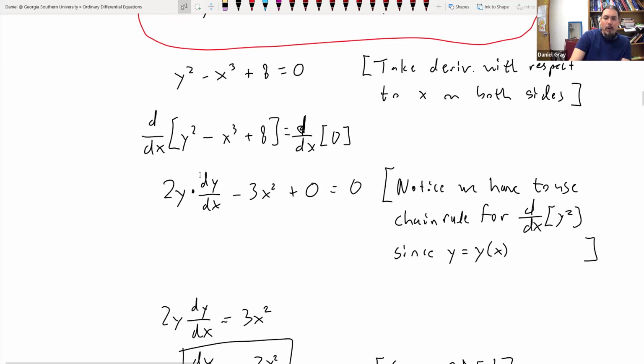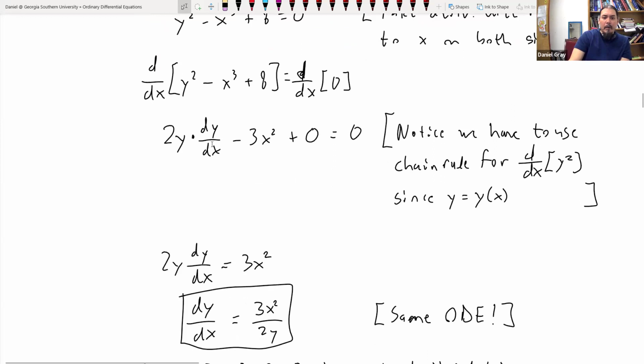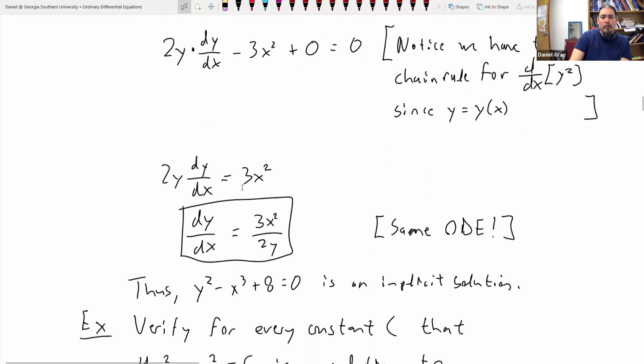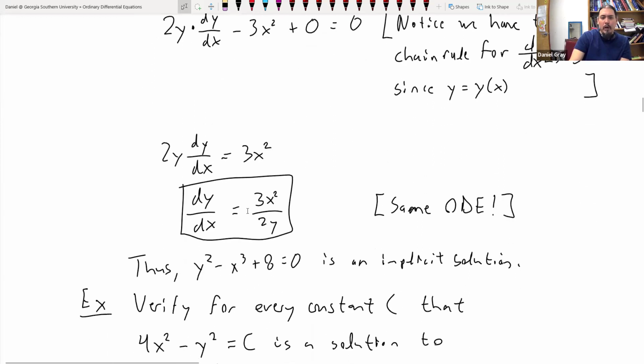Well, the derivative of y, well, we have a notation for that. It's just dy dx. So then 2 times y times dy dx. Okay, minus 3x squared, that one's easy, plus derivative of a constant is 0. And then on the right-hand side, derivative of 0 is also 0. Okay, so we have 2y dy dx minus 3x squared plus 0 is equal to 0. Okay, now I'm just going to add 3x squared to both sides of the equation. I'm going to divide by 2y, and there we have it.